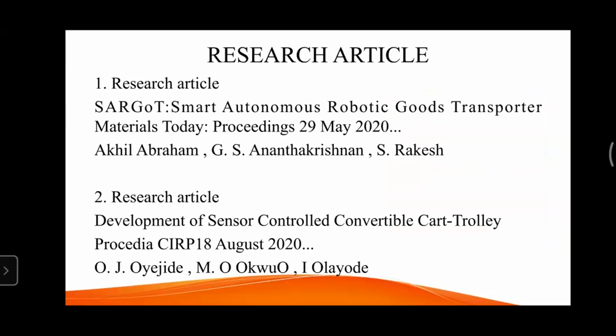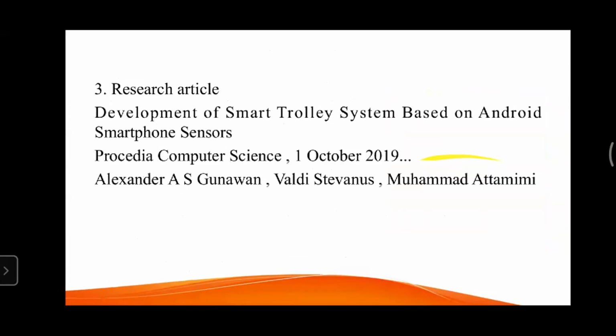Research papers. Here we have taken three research papers. First is SARGOT, Smart Autonomous Robotic Goods Transporter Material, of 29th May 2020. The second research paper is Sensor Control Convertible Trolley, of 18th August 2020. And the third research article is the development of a smart trolley system based on Android smartphone sensors, of October 2019.